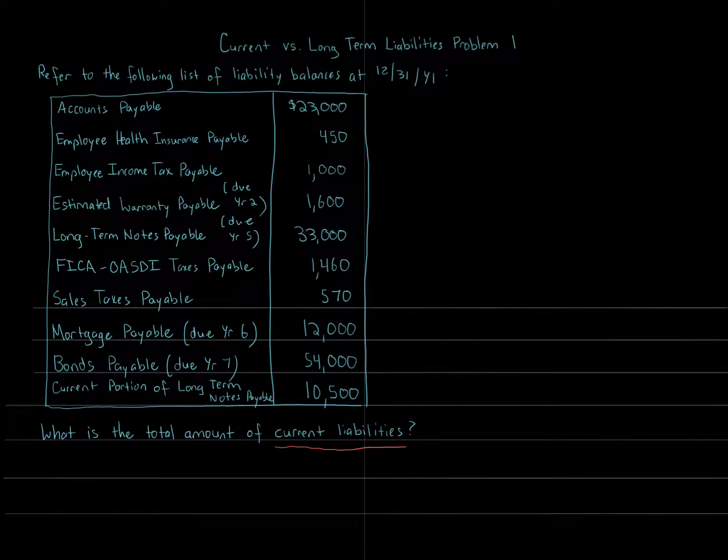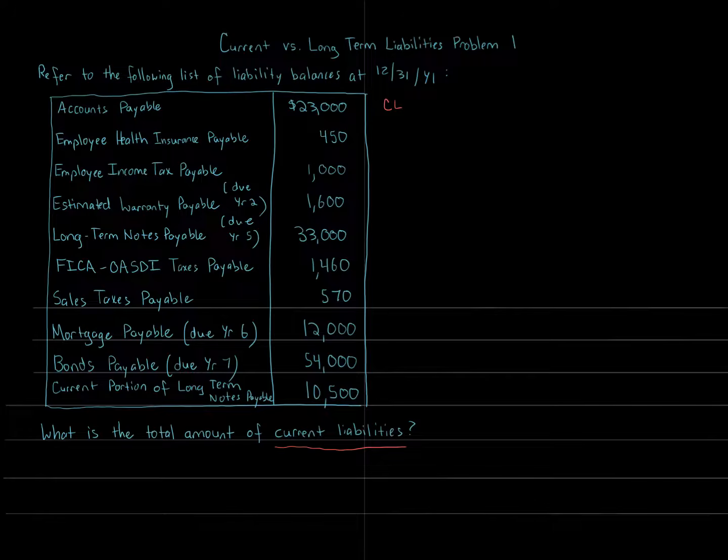So the first item is accounts payable. Unless you were told otherwise, which is extremely rare, accounts payable is always going to be current. So we'll put CL for current liability, and LL for long-term liability. Employee health insurance payable: pretty much all payables are like accounts payable, current liabilities, unless you're told otherwise. So taxes payable, insurance payable, FICA payable, all these things, current liabilities.